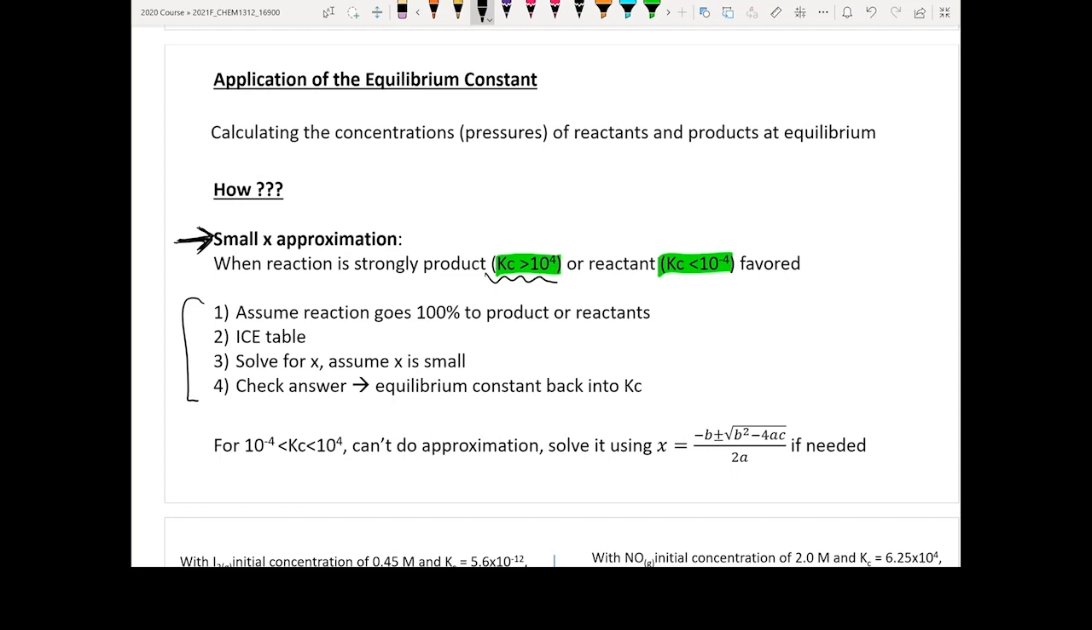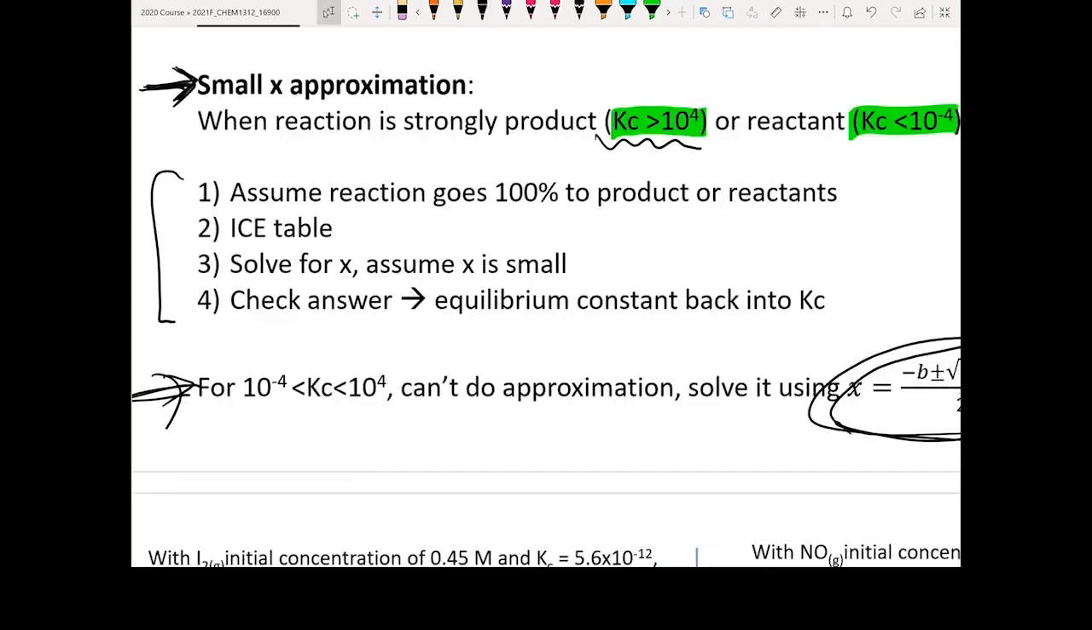If it's actually larger than 10 to the 4th or smaller than 10 to the negative 4th, you cannot use small x approximation. You will need to actually calculate things step by step. And eventually, this will be the equation you are going to use to solve the amount of change. There are 4 steps that you need to go through for all the calculations.